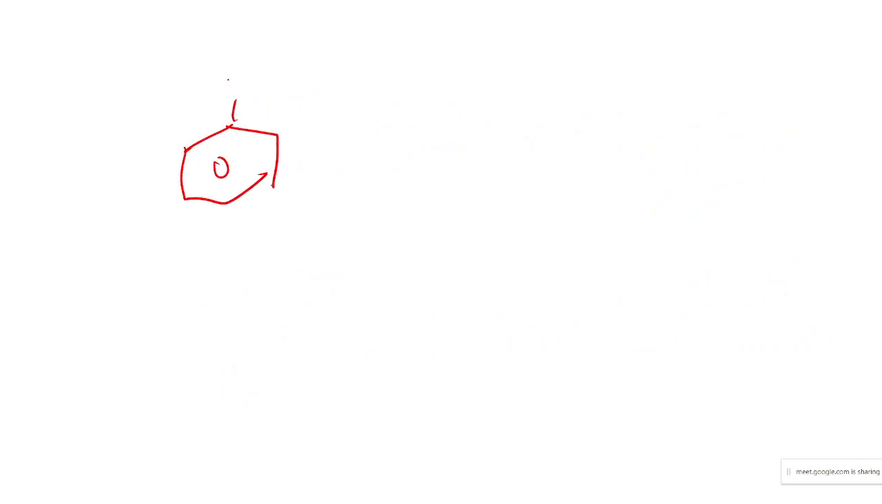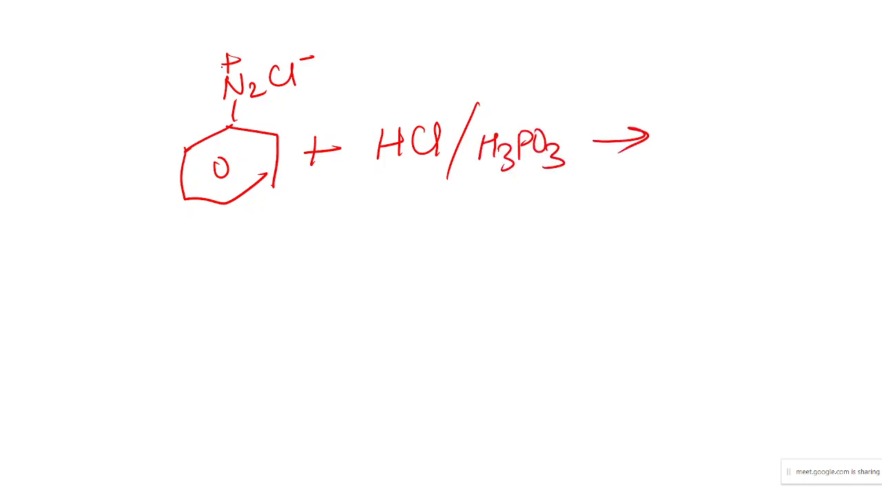this is your diazonium salt, N2Cl negative. Mineral acid means any inorganic acid. It can be HCl or H3PO3. Then what happens? Only this is replaced by hydrogen, means you will get only benzene. That benzene plus N2 gas will go out, and if you want, you can write further your HCl here. This is the product in this case.